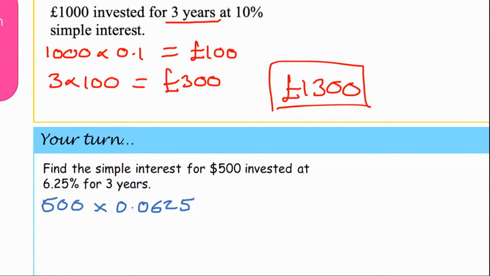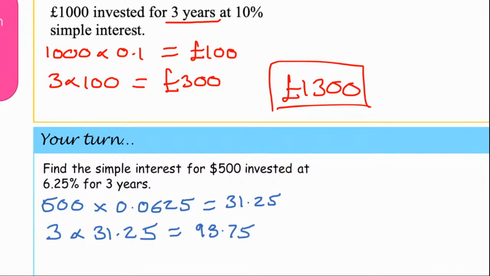So 500 times 0.0625, and that would give us 31.25. So that's the interest we get every year. And remember, it's the same because it's simple interest, just stays the same every year. Again, this one is for 3 years. So we do 3 lots of 31.25 and we get 93.75.